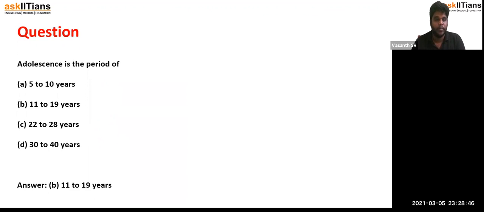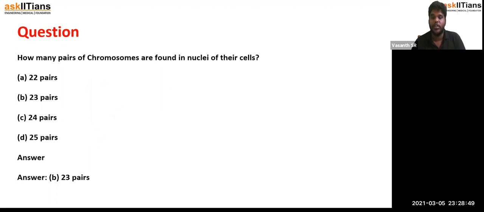So next one would be: how many pairs of chromosomes are found in the nuclei of their cells? This is with respect to a cell which is not reproductive in nature, because you should not get confused over here. They are talking about the nuclei of their cells. They have not mentioned anything like a gamete or a body cell. In the case of gamete, there is only 23, but in the case of body cells, it is 23 pairs, or 46. You get the point? So this differentiation should be noted down. So the answer is 23 pairs, because it is not a gamete.